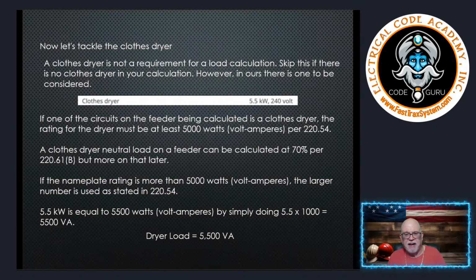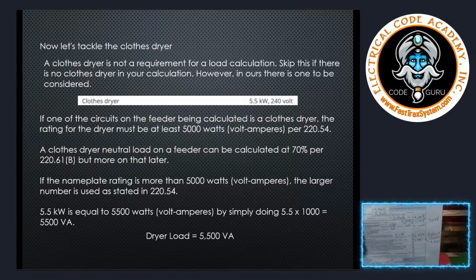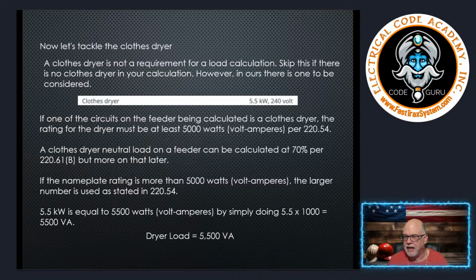So I'm going to take that 5,500, and I'm going to multiply that by 70%, or 0.70. If we convert it to a decimal, always easier to convert to decimal, 0.70. So 5,500 times 0.70 equals 3,850. That's my neutral portion for this clothes dryer. So I'm going to write that down so that I've got it. 3,850. Easy peasy. So we've got 5,500 for our ungrounded conductor in our load calc, and as you can see, I got 3,850 for the neutral for that.